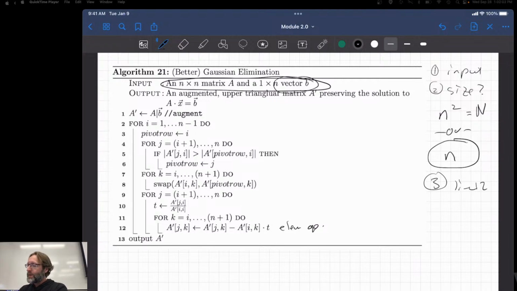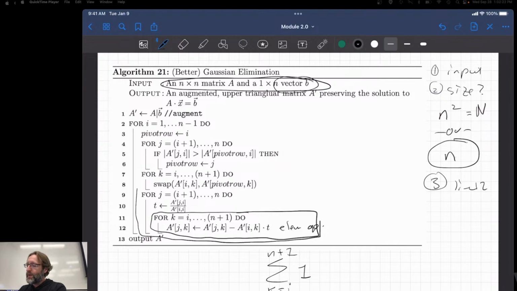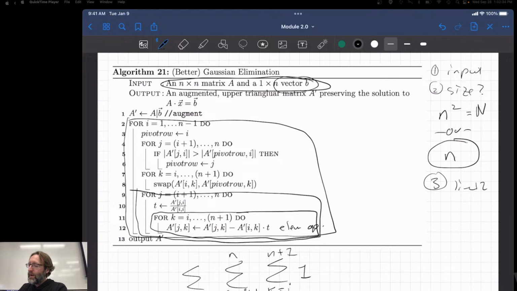Okay. So how many times is line 12 executed with respect to the input size? Well, it's executed for k running from i up to n plus 1, and we do one multiplication for each one of those. That entire thing is executed for j running from i plus 1 up to n, and then that entire thing is executed with respect to i running from 1 up to n minus 1.